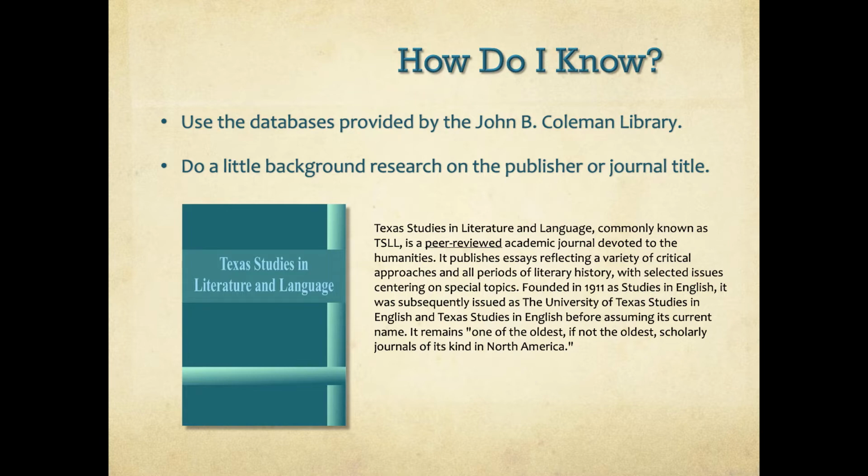It publishes essays reflecting a variety of critical approaches and all periods of literary history, with selected issues centering on special topics. Founded in 1911 as Studies in English, it was subsequently issued as the University of Texas Studies in English and Texas Studies in English before assuming its current name. It remains, quote, one of the oldest, if not the oldest, scholarly journals of its kind in North America. So that sounds pretty good. This is a legitimate, peer-reviewed academic journal. So any article that we find in here would be a peer-reviewed academic article.